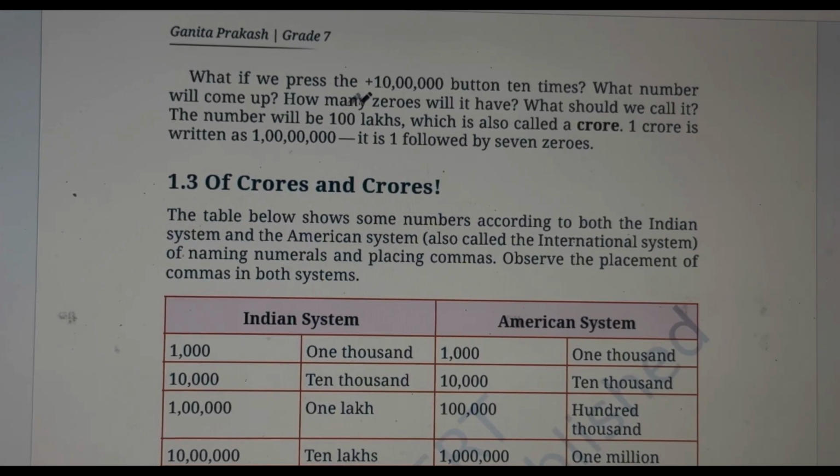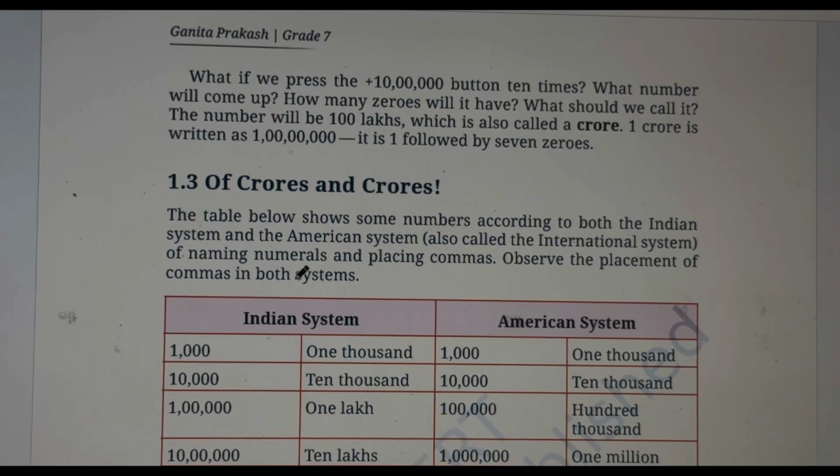So what if we press the 10 lakh button 10 times? What number will come up? How many zeros will it have? What should we call it? So the number will be 100 lakhs, which is also called a crore. Now 1 crore is written as 1 followed by 7 zeros, right? So it is an 8-digit number. Now, of crores and crores.